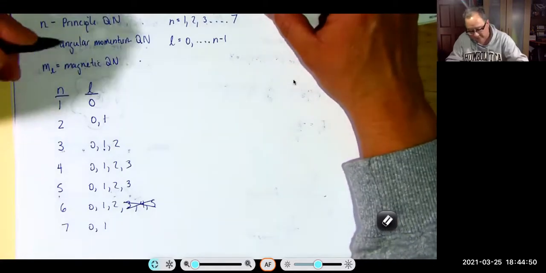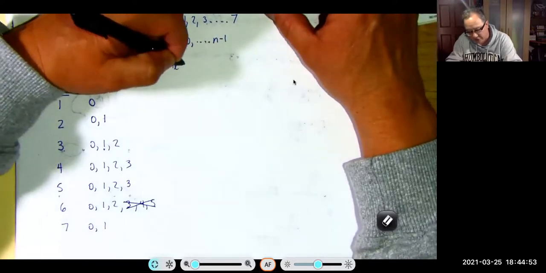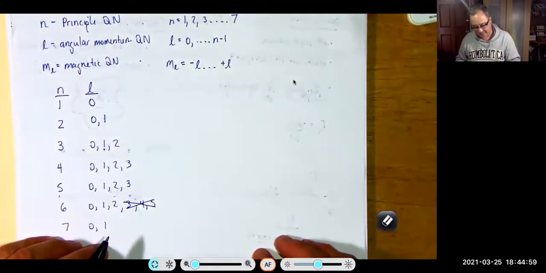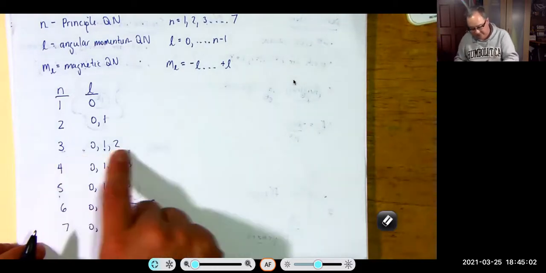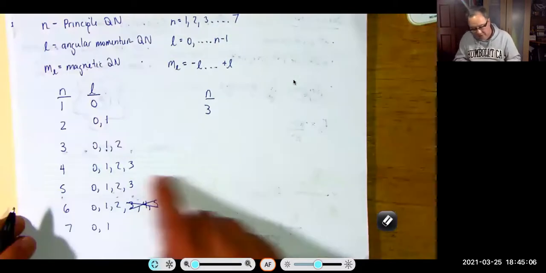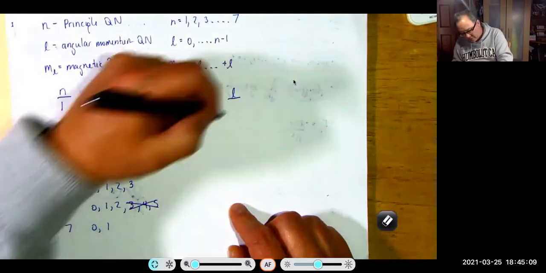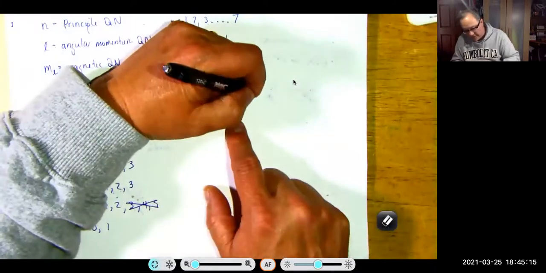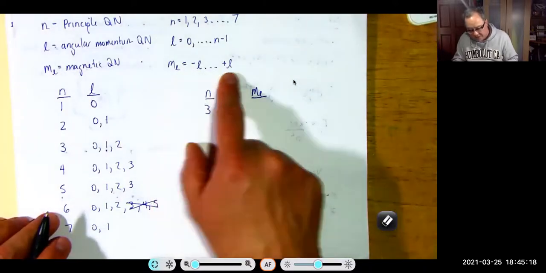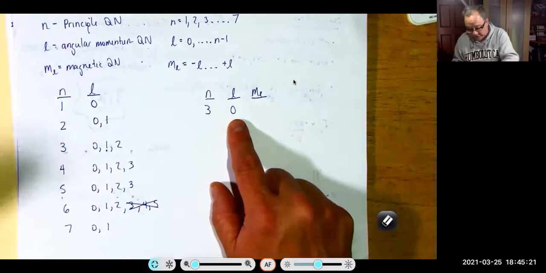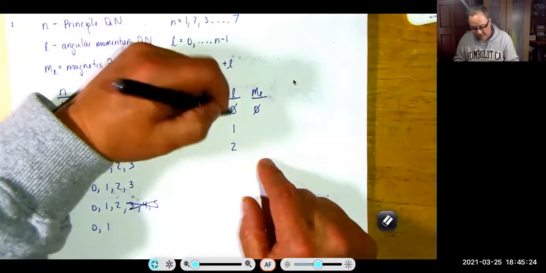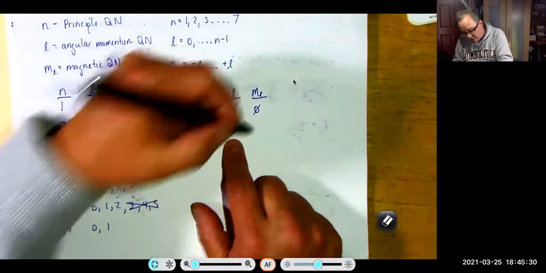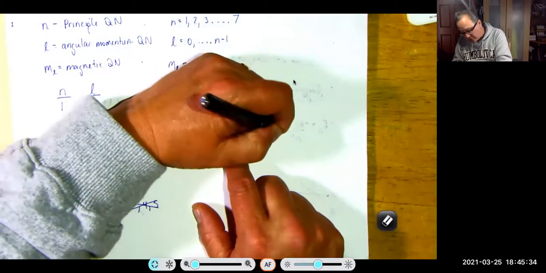Now, the magnetic quantum number, m sub l, can be equal to negative L all the way up to positive L. So if we look at this third shell here, and we look at these quantum numbers of 0, 1, and 2, here, m sub l can be negative L all the way up to positive L. Well, negative 0 to positive 0, which means only 0. Okay? But here, when we're talking negative L to positive L, it could be negative 1, or 0, or positive 1.